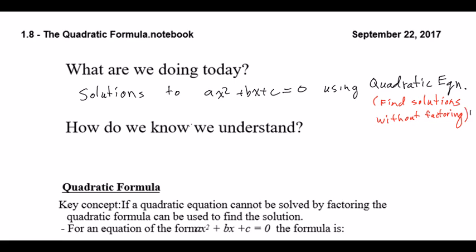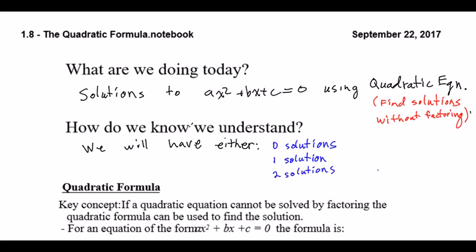How do we know we understand? When you find your solutions, you'll have no solutions, one solution, or at most two solutions based on your quadratic equation. And the maximum number of solutions you have is all based on the fact that we have an x squared term in our calculation. The highest power tells us the total number of possible solutions you could have.